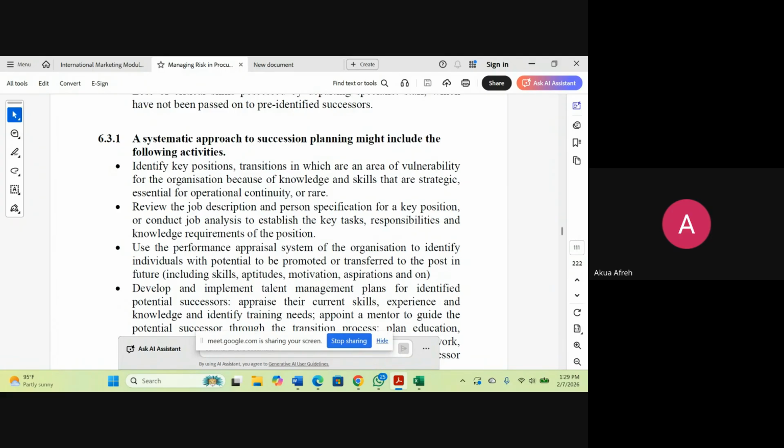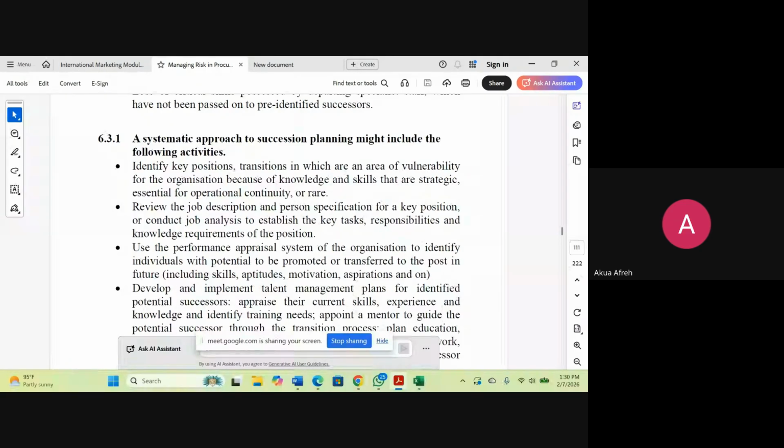So some key elements when it comes to succession planning, some approaches that we need to follow, things that we need to do. We identify some key positions that we can't afford to lose. So all the time we are training. If one person leaves, another person comes and takes over.